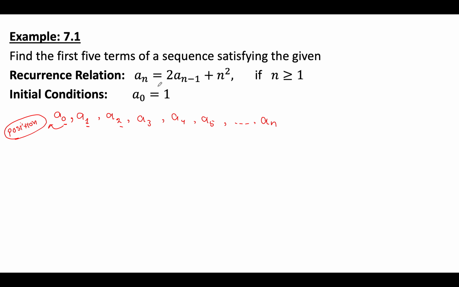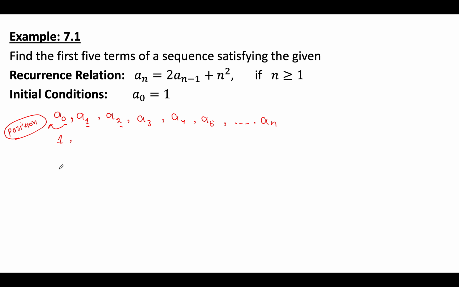All right? So from here we can see that the initial condition, which is a0, is equal to 1. So I got in this sequence the first term, which is 1. Now in order to find the second term, I need to solve this recurrence relation.